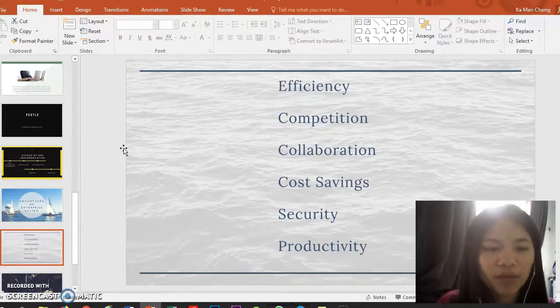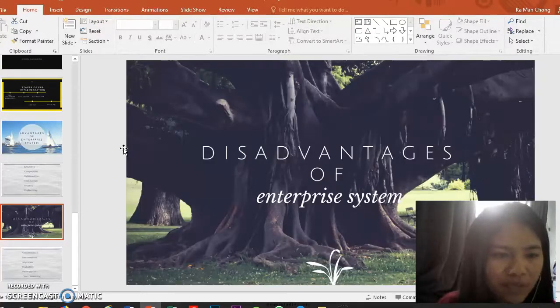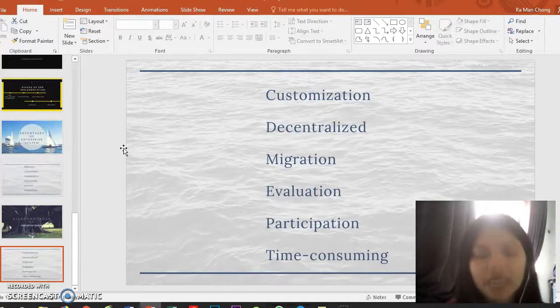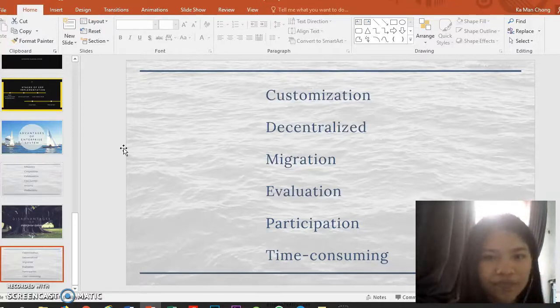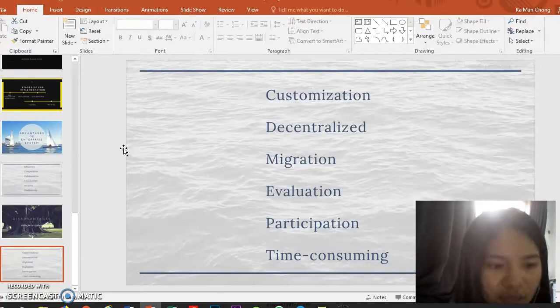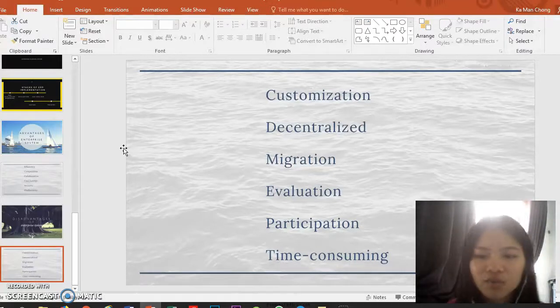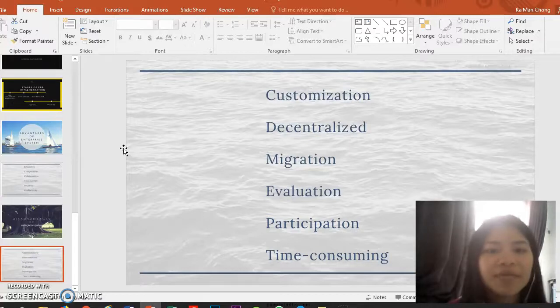So after we talk about the advantages, let's talk about disadvantages. The disadvantages of enterprise systems are customization, decentralized, migration, evaluation, participation, and time consuming. Customization is one of the disadvantages. It's because ERP has to refer back to the company and has to adjust person by person, and not everyone can adapt to the software.